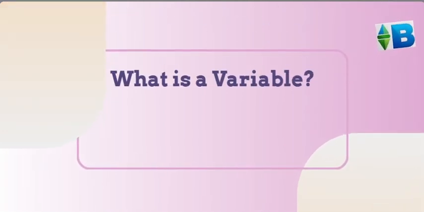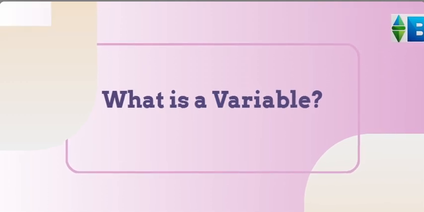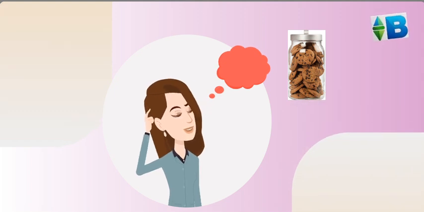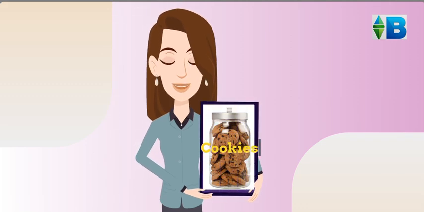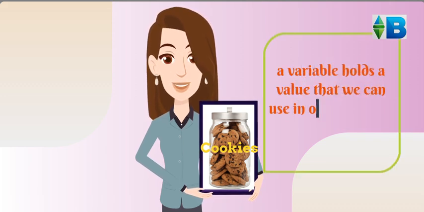Let's start with a simple question. What is a variable? Think of a variable like a label container where we store data. Imagine this jar holds cookies. If I label it cookies, I know what's inside. Similarly, in Python, a variable holds a value that we can see in our program.